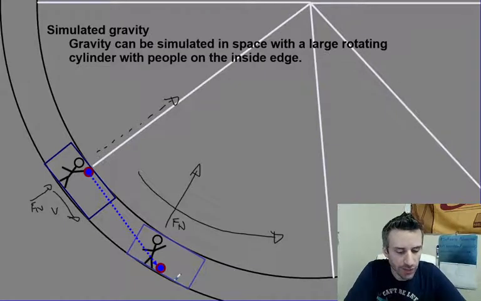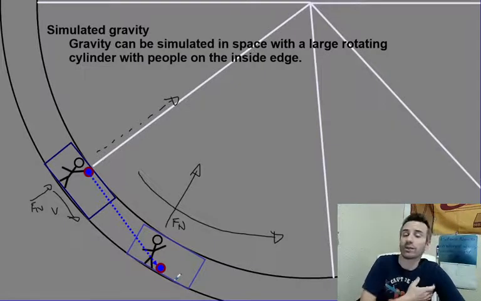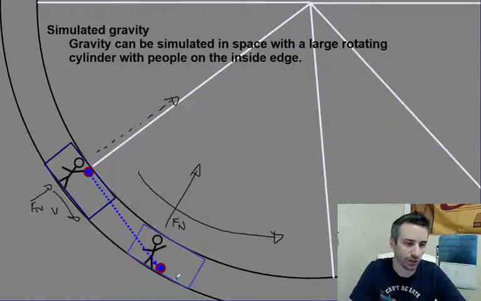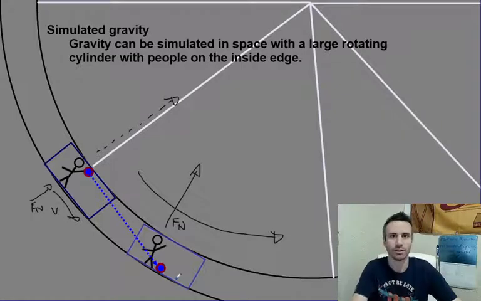And so you would say, well, maybe there's another way that I could prove it. And there is, actually. What could you do to prove that you're moving in this rotating reference frame?